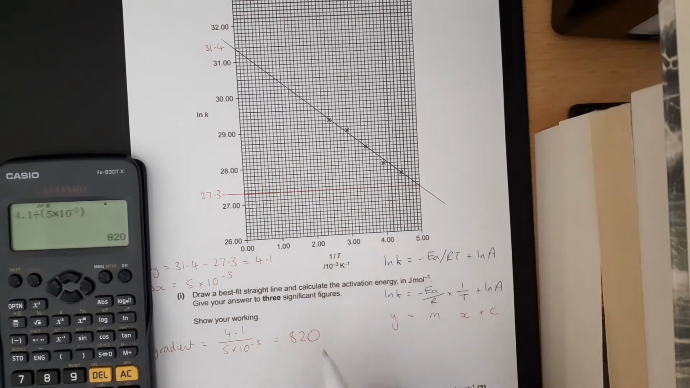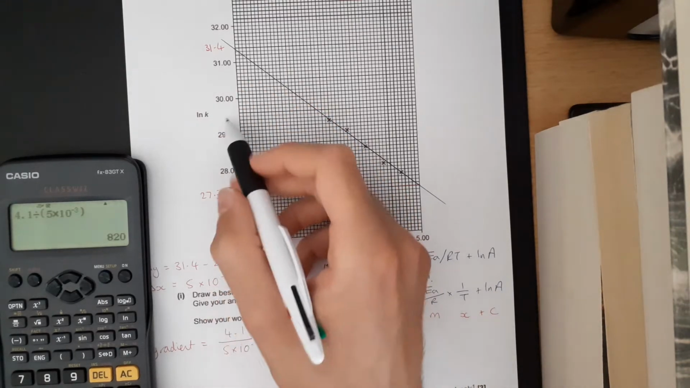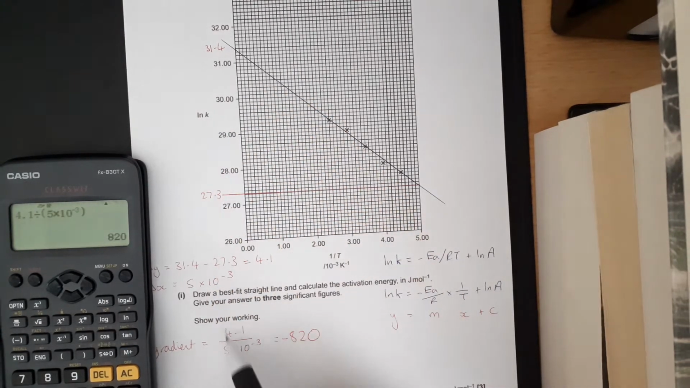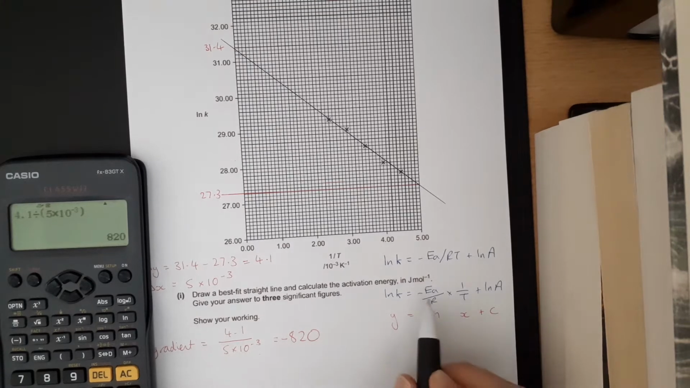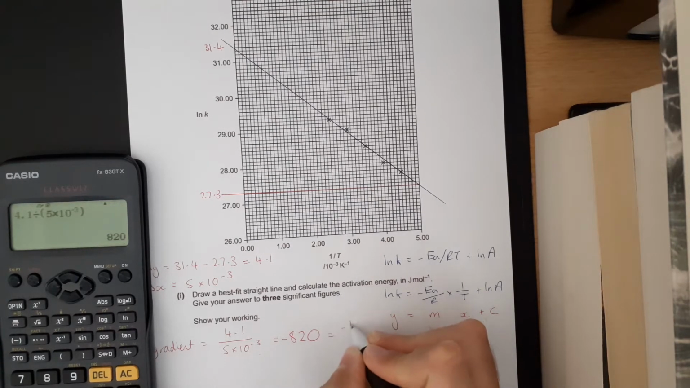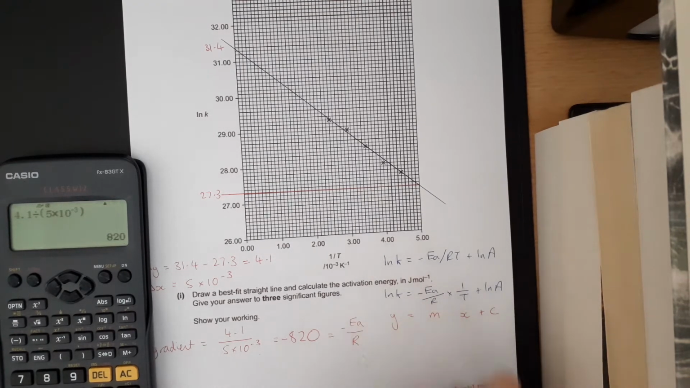I feel like it's easier to do that than to try and carry a negative all the way through this calculation. Just calculate a number and then look at it and go, it's clearly supposed to be negative. So that is our gradient, which is the m. So therefore that is equal to minus Ea over R. And therefore to calculate the activation energy, we need to multiply by R.